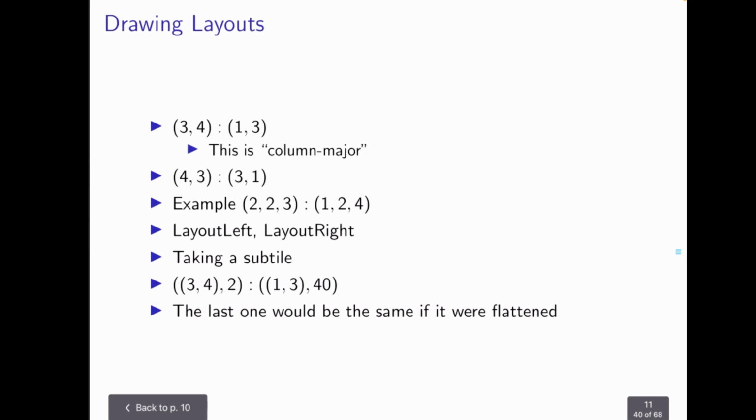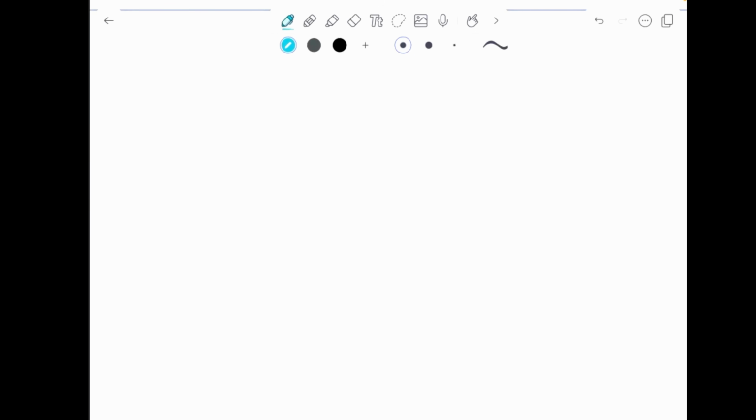Okay, now I'd like to talk about drawing layouts, which can be a kind of weird thing at first. So let's just go down the line here. This way of drawing things is not to provide a rigorous definition of what the layout is, but it can help you imagine what they are and help you reason about what they should be. So let's take a very simple one, like 3, colon 1, 3.